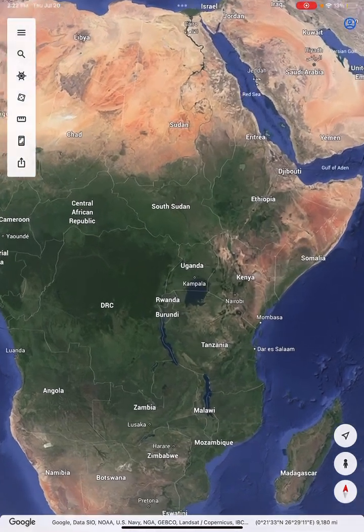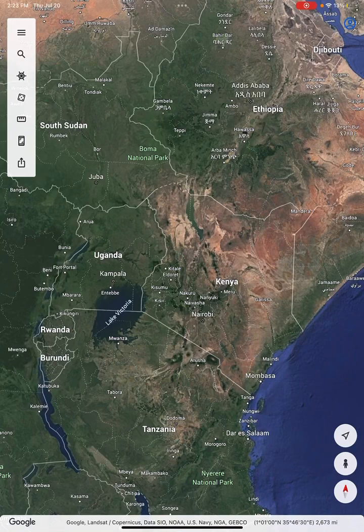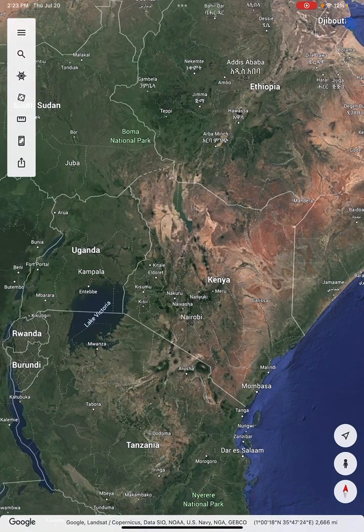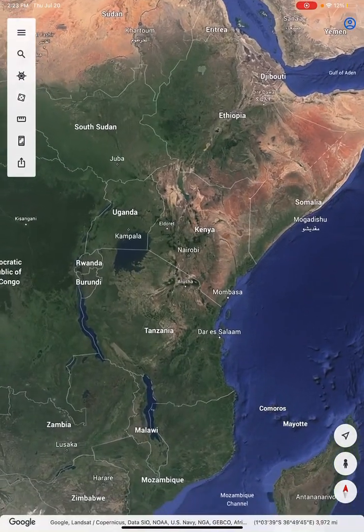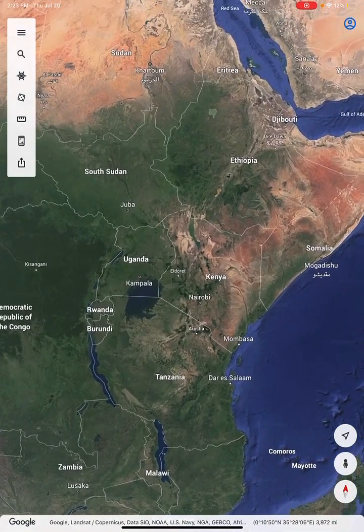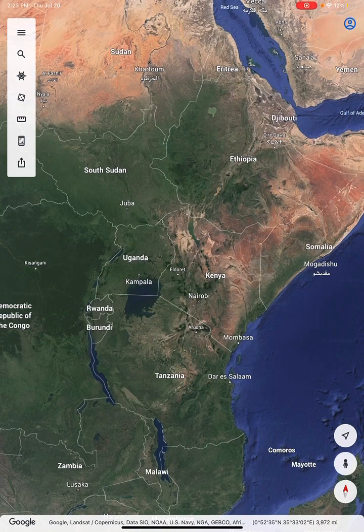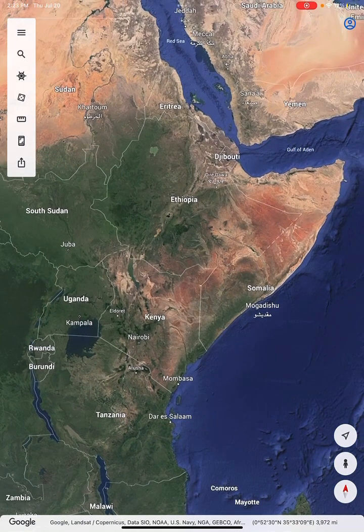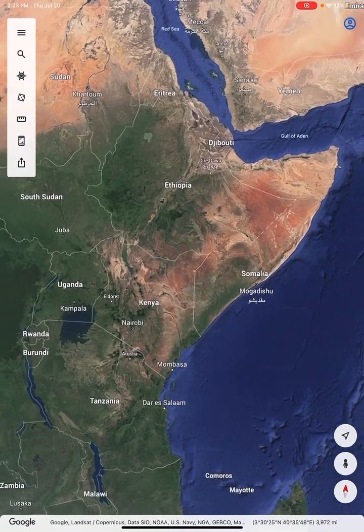So let's start. Kenya is a country in Eastern Africa, sometimes called the Horn of Africa, but not really. It borders 5 countries. It borders Tanzania to the south, Uganda to the west, South Sudan to the northwest, Ethiopia to the north, and Somalia to the east.